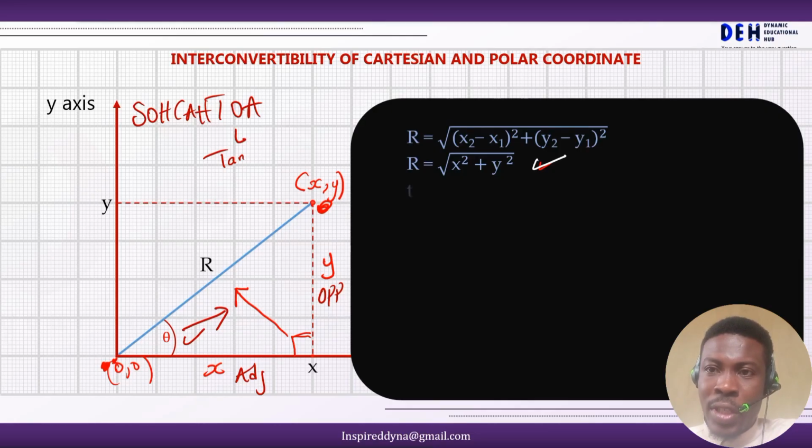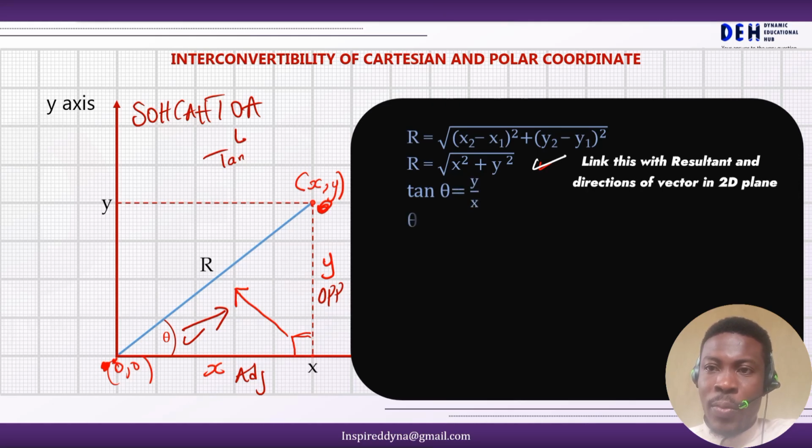So which means that tan theta here will be equal to what? Y over x. Make theta the subject of the formula. Theta will now be what? Tan inverse of y over x. So that's theta.